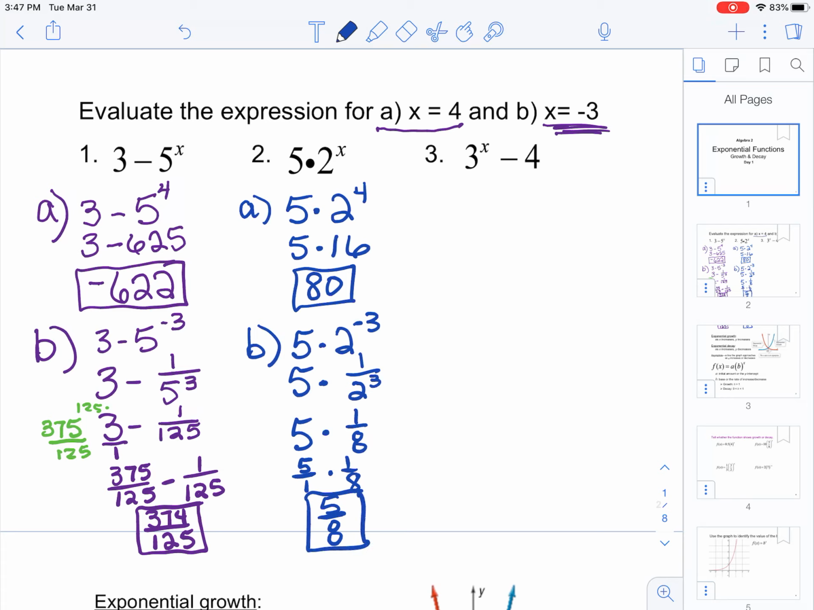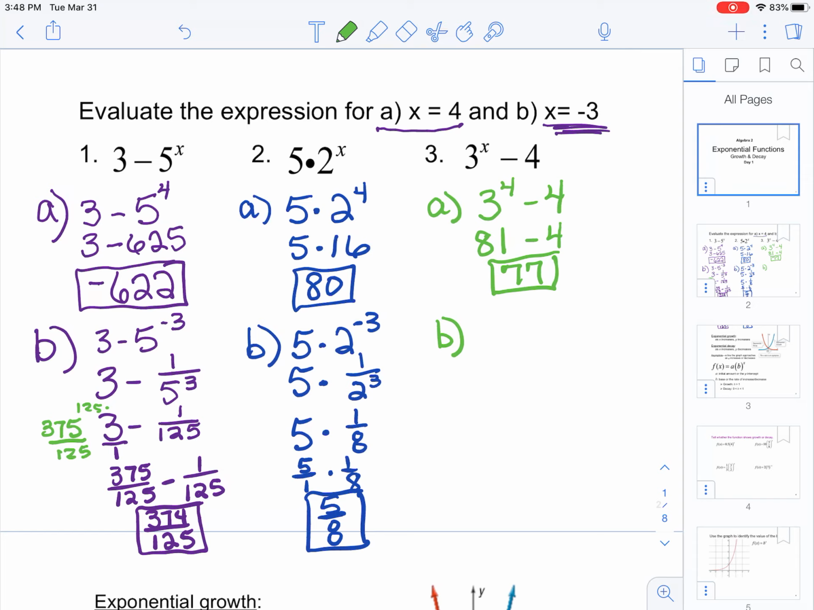All right, we have one more here. Let's see how we do with this one. For A, we're replacing the x with a 4. So 3 to the 4th minus 4. 3 to the 4th power is 81, minus 4. 81 minus 4 gives us 77. Not too bad.